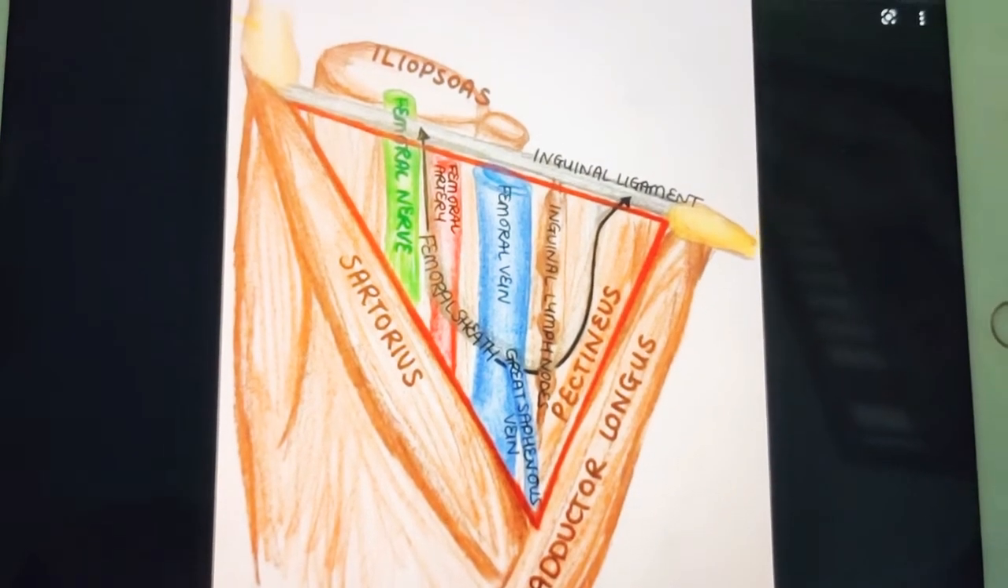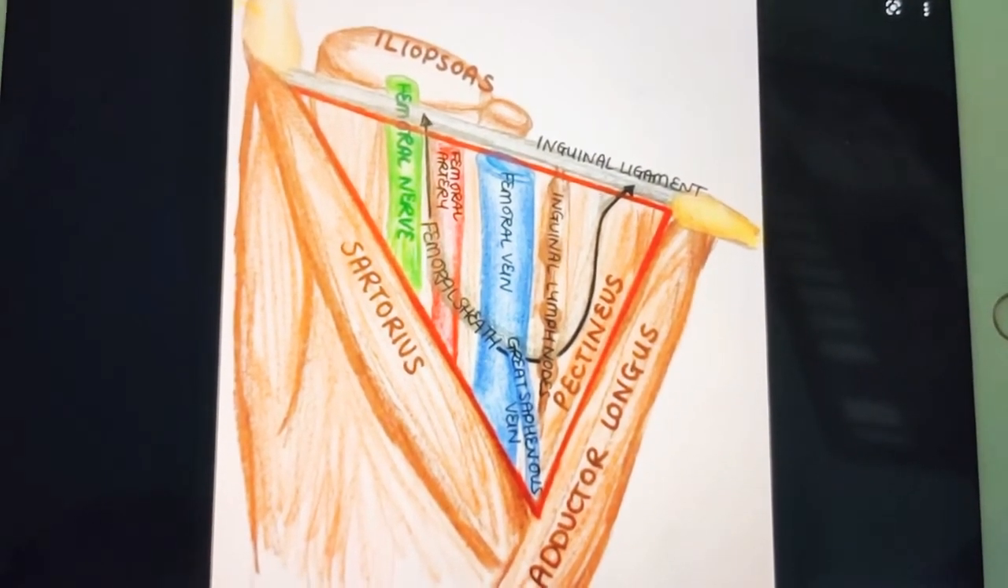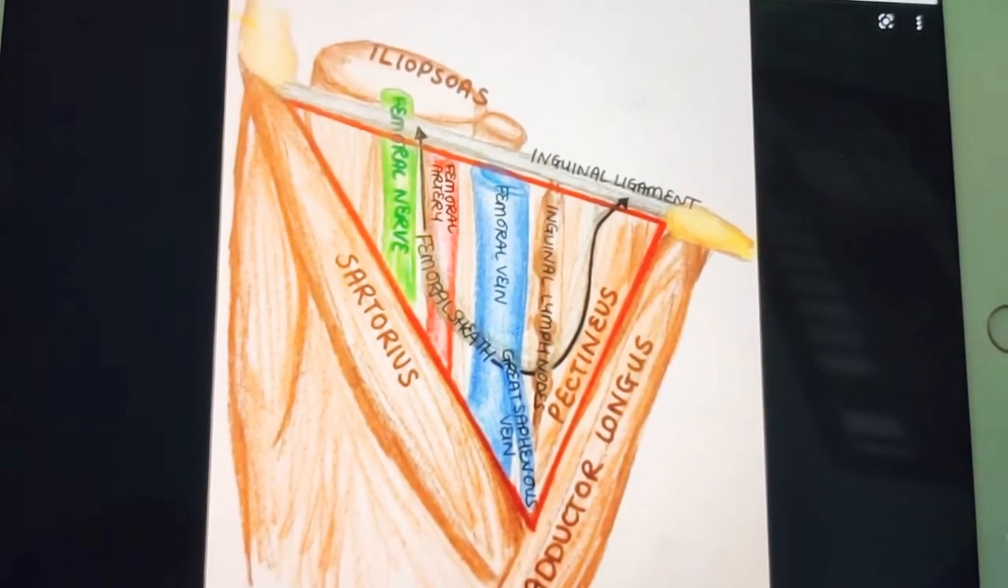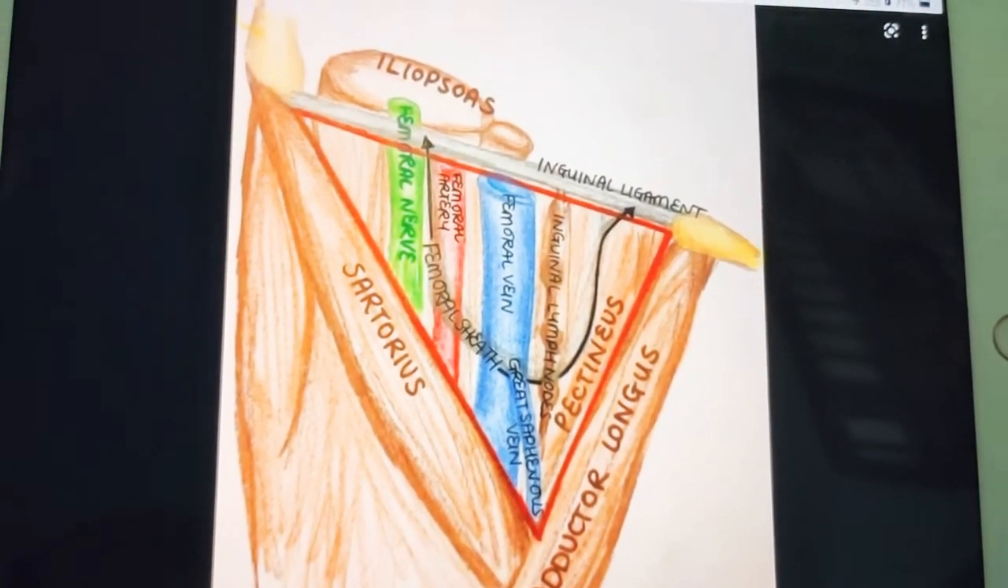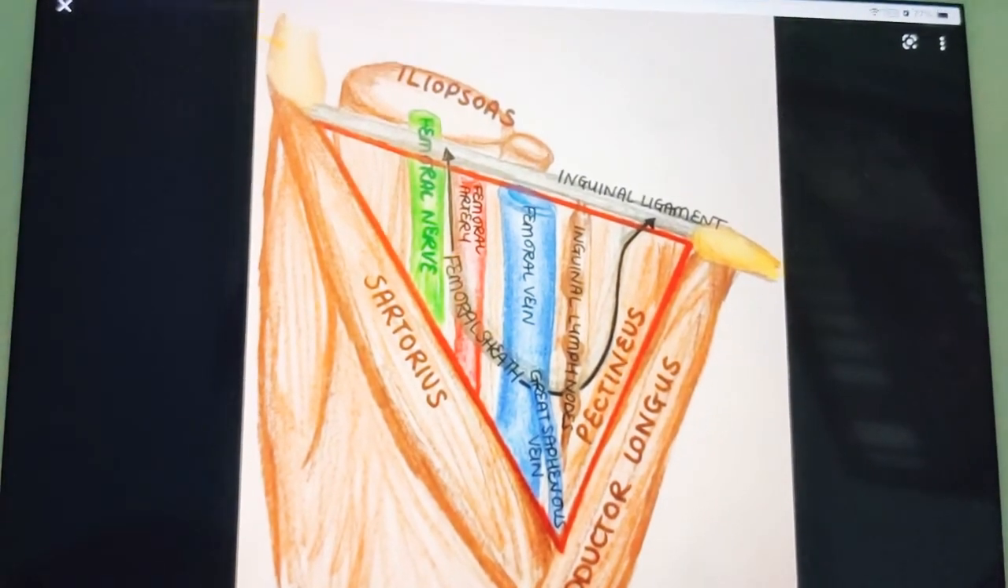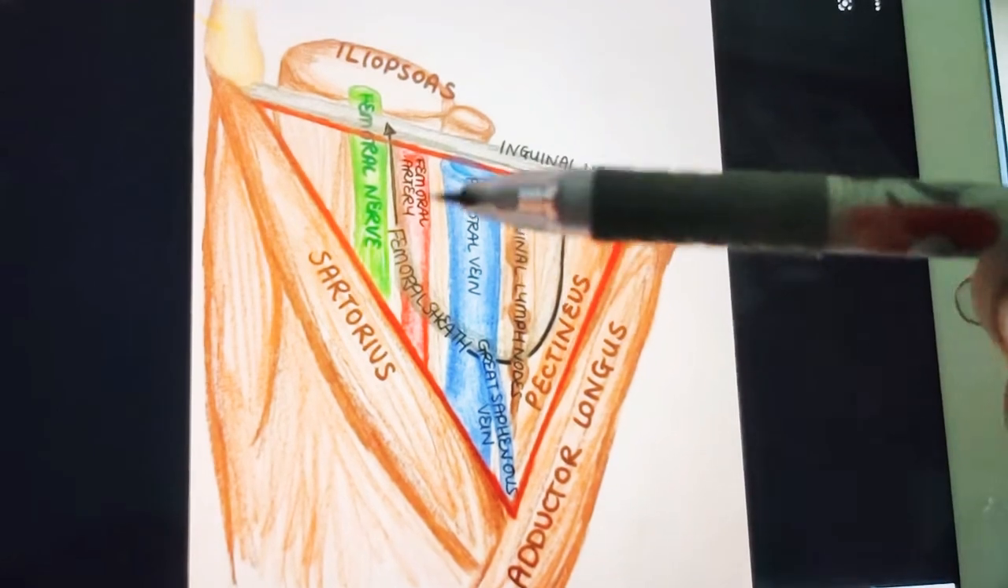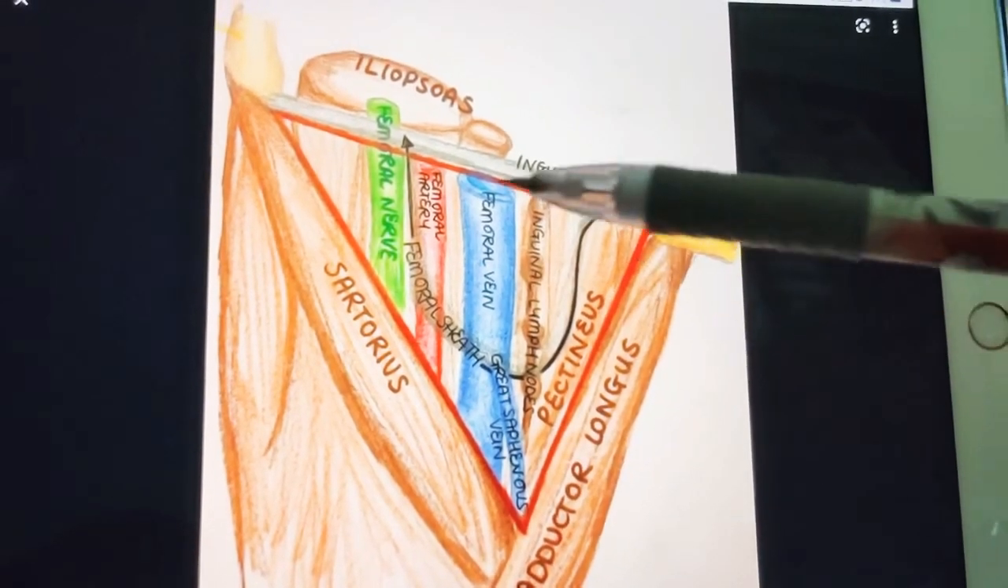So today in this video we are going to discuss the femoral triangle, femoral sheath, femoral canal and also the related clinical anatomy. So first, start with the femoral triangle. If you see, it's a triangular depression on the front of the upper one third of the thigh, immediately below the inguinal ligament.